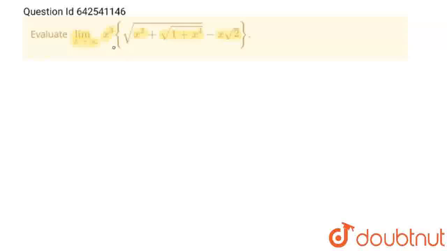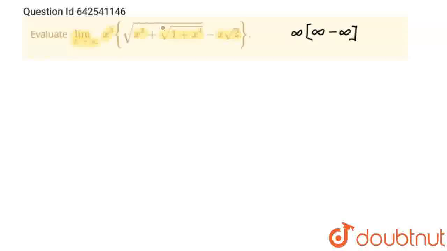Here, first of all, I am going to find the indeterminate form. As x tends to infinity, infinity cube will be infinity. And inside the bracket, infinity square will be infinity, plus square root of 1 plus infinity to the power 4, which will be infinity. Infinity plus infinity will be infinity, and again the square root of infinity is infinity, minus infinity into root 2 will be infinity. So this is the form.